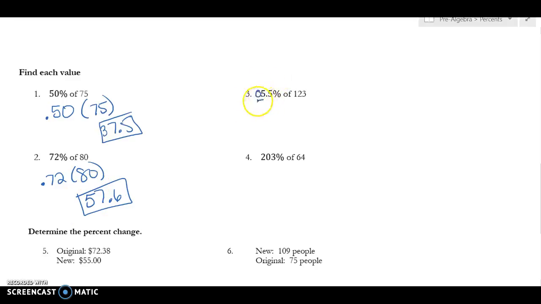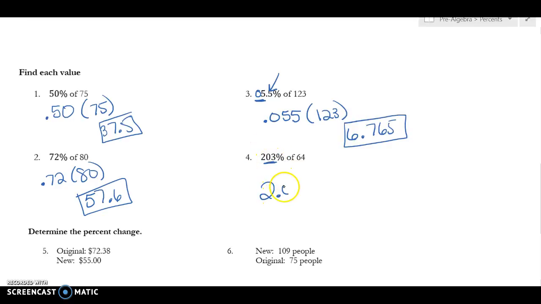5.5%, remember there's two numbers that go before, and I can't leave this off, so I just write it: 0.055 times 123, and that's 6.765. And then 203%, remember it's just two numbers, so it's 2.03 times 64. And so that is 129.92. Okay, so again, change it to a decimal and then multiply.